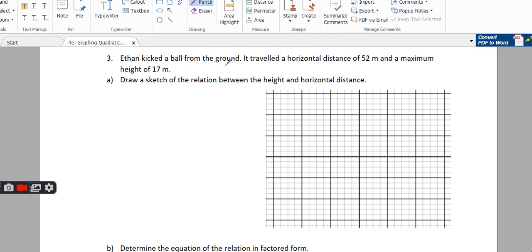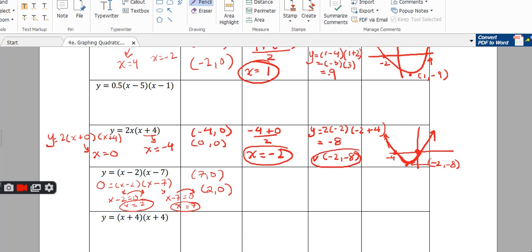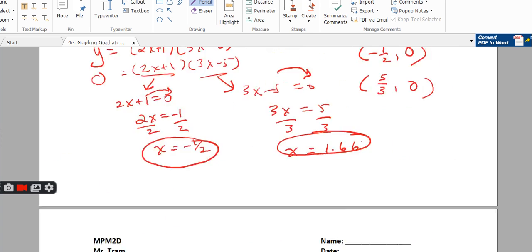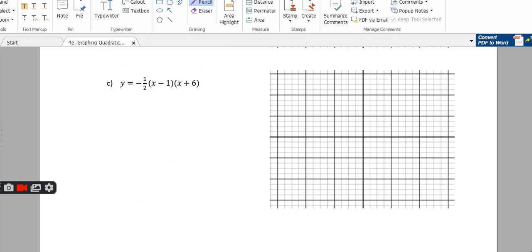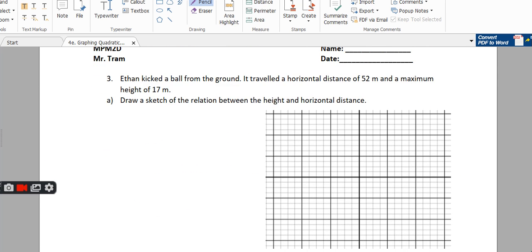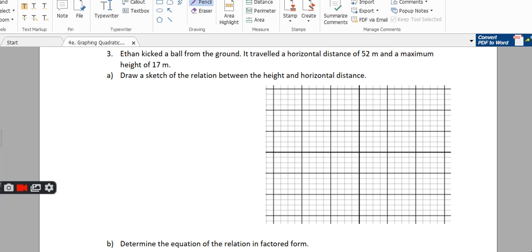Hey everybody, so Leah asked about question 3 on worksheet 4E. So 4E I believe was factored form. Yep, 4E factored form. So question 3 under factored form, 4E. Okay, so let me just quickly go through it. It shouldn't take longer than a minute.